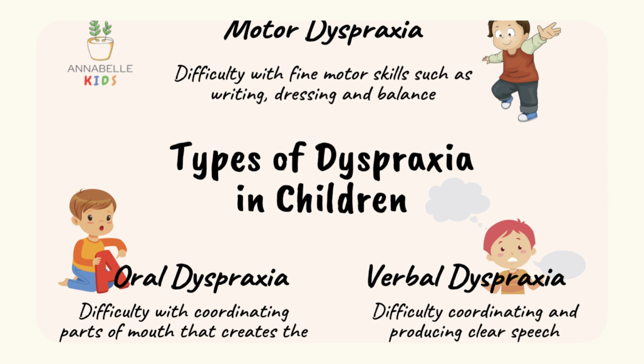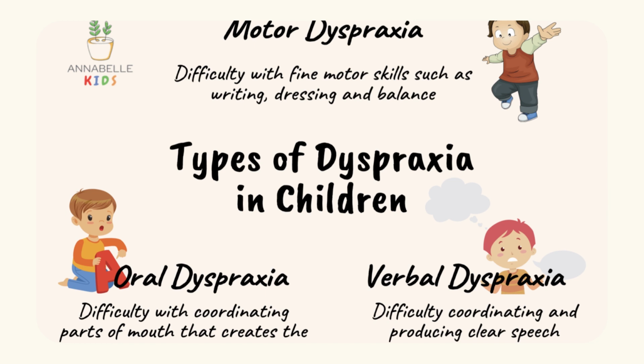The first one is motor dyspraxia, where there is difficulty with fine motor skills such as writing, dressing, and balance. The second one is oral dyspraxia. This is a difficulty with coordinating parts of the mouth that create the words. The last one is verbal dyspraxia, difficulty coordinating and producing clear speech.